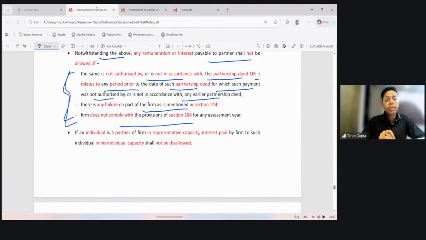Now, a small concept. If a HUF is a partner in a firm, then the HUF is represented by a Karta. Since the HUF is a partner and the Karta is only acting in a representative capacity, any interest paid by the firm to the Karta in his individual capacity, meaning the Karta has given a loan in his individual capacity to the partnership firm, and on such loan the partnership firm is giving the interest, such interest is not subject to section 40B because it is not paid to the partner. The partner is HUF and the Karta is only a representative of the HUF.